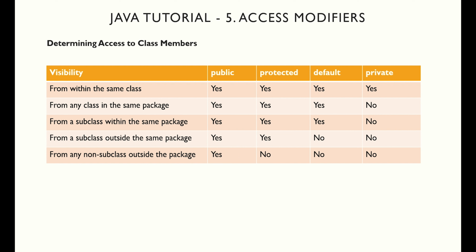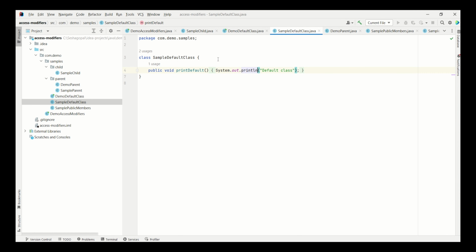Let's look at an overall example for all the things I went through in this video, to get a better understanding of the access modifiers in Java. For this example, I will be creating various classes to explain each of the concepts we have discussed so far. First, let's create a default class.